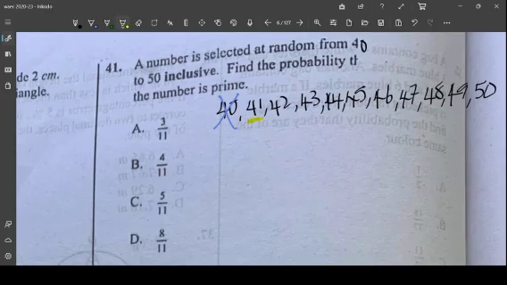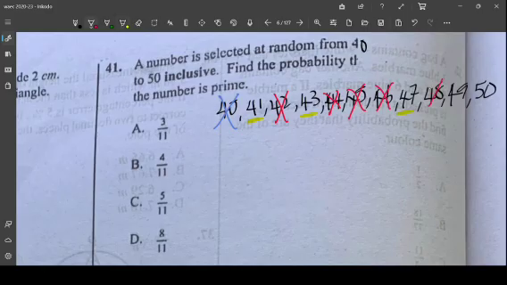What about 42? Is it a prime number? The answer is no. Because apart from 1 and 42, other numbers like 2, 21, 6, 7 can divide it. So it's not a prime number. All right. What about 43? 43 is a prime number because apart from 1 and 43, nothing else can divide it. What about 44? It's not a prime number because other numbers can divide it. Same with 45, it's not prime. 46 is not prime. 47 is a prime number. No other number can divide it apart from 1 and 47.